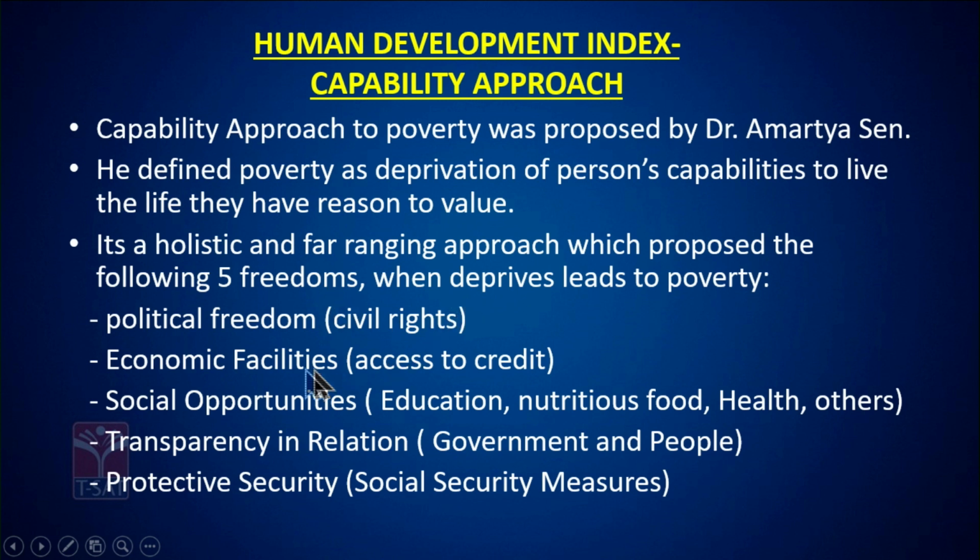What are these 5 freedoms? The first one is political freedom, especially civil rights, and economic facilities, especially access to credit. Everybody wants to have accessibility to credit for the purpose of opening up new businesses and eking out their living. Social opportunities, especially accessibility to good education, proper nutritious food, proper health, and other facilities which include information also, and accessibility even to technology in this information technology age.